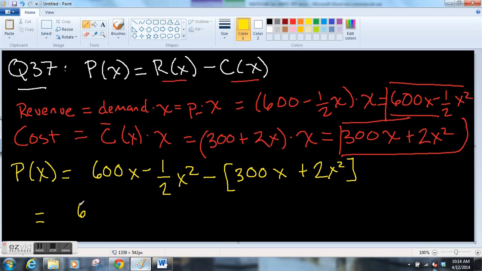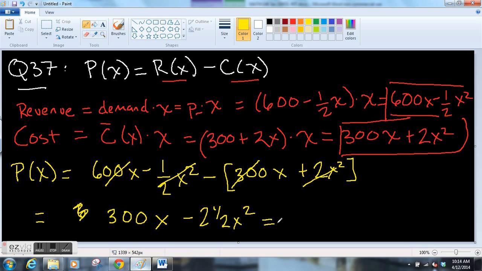I'm just going to skip a stage here. So you get 600 minus 300. That's going to be 300x. And then you have half an x squared and minus 2x squared. So it's minus 2.5. You could say 2.5 x squared, but 2.5 is a little bit clunky. So we're going to say the profit function is 300x minus 5/2 x squared.